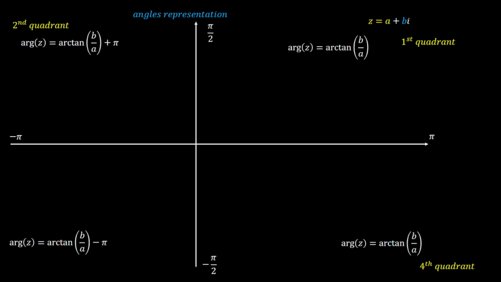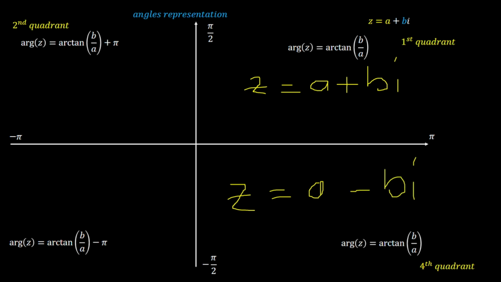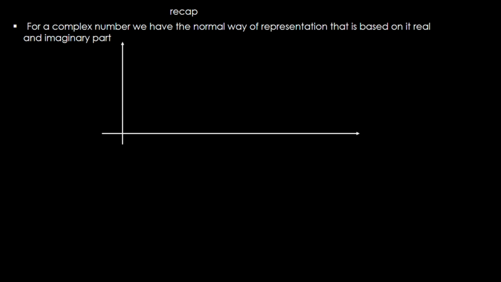In the first quadrant, the equation looks like z is equal to a plus bi. In the fourth quadrant, z is equal to a, positive, and b is negative, minus bi. In the second quadrant, it looks like negative a plus bi. And in the third quadrant, we have negative a minus bi. Exactly, that's what we have concretely.